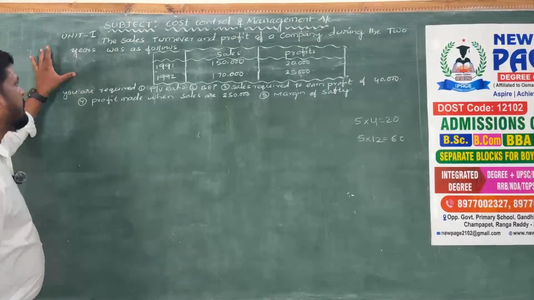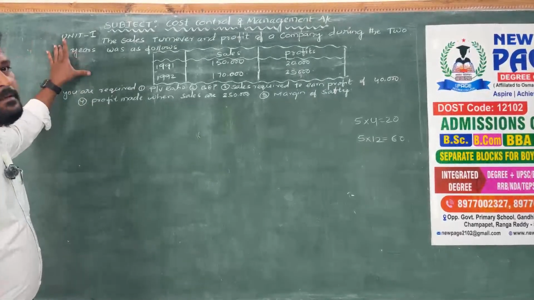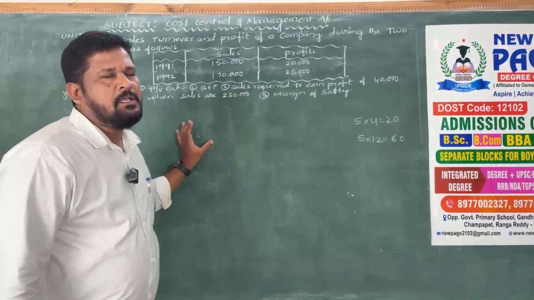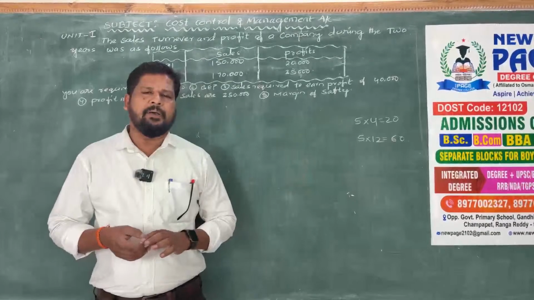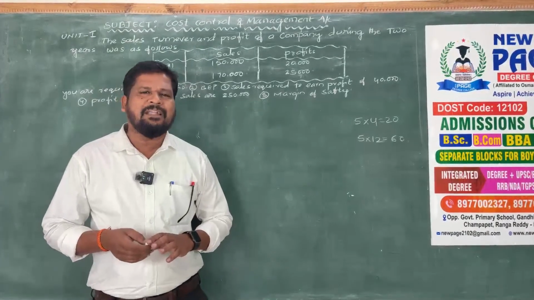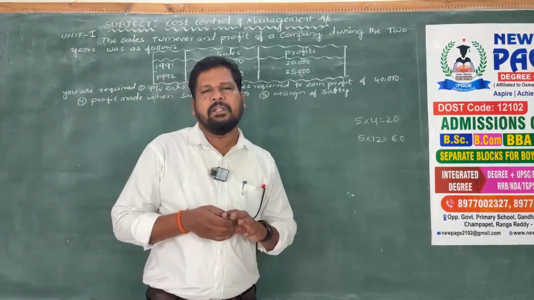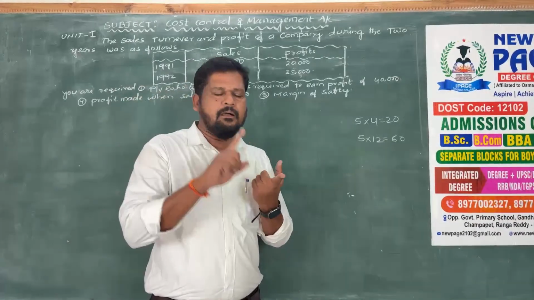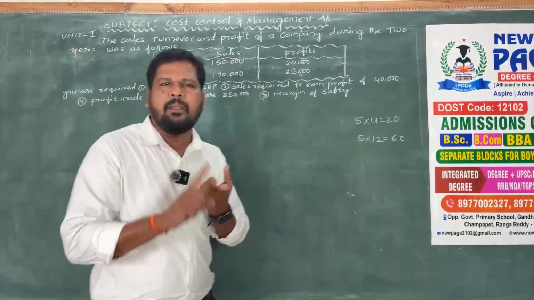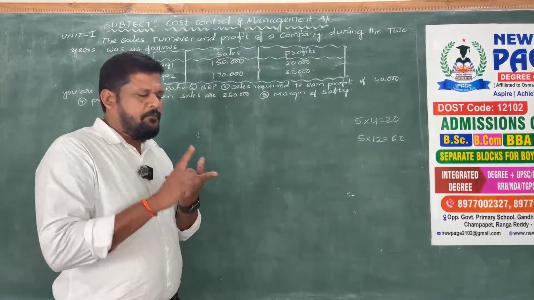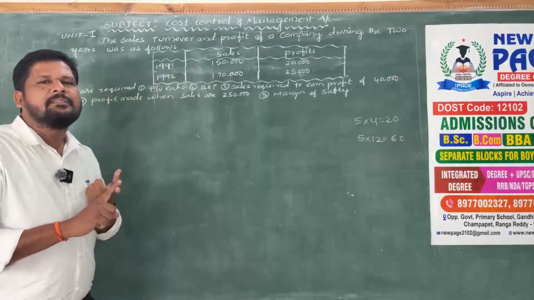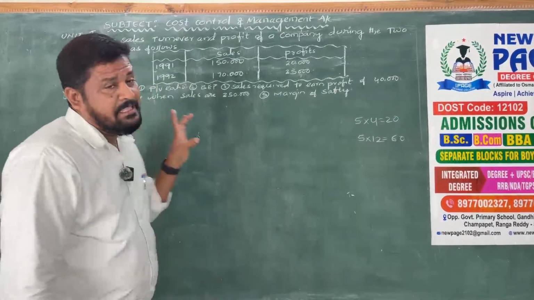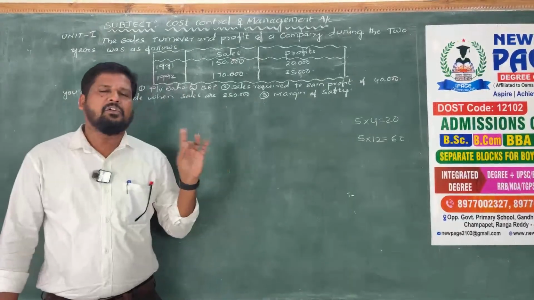Unit 1. Unit 1 chapter is marginal costing. In previous question papers, frequently asked in each unit, one question is a theory question and another question is a problematic question. First of all, we have to discuss the theory questions. Unit 1 theory questions, you must read 2 or 3 questions.